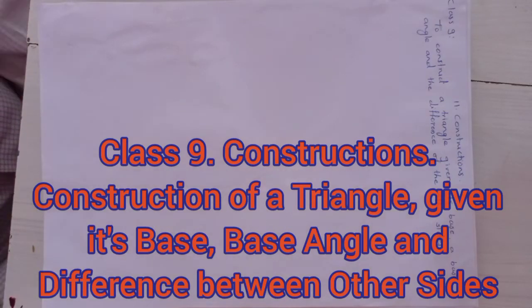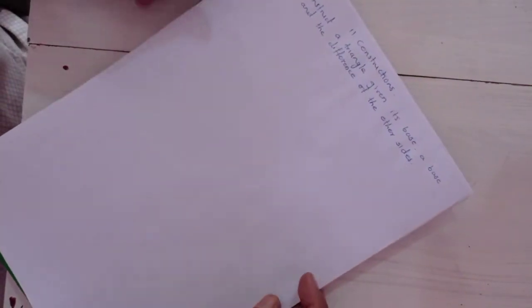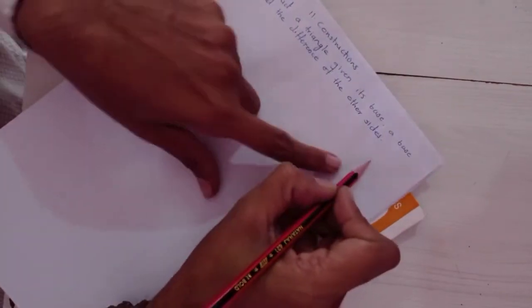Dear friends, in class 9 we are studying the 11th lesson, Constructions, and the next point is to construct a triangle given its base, a base angle and the difference of the other two sides. Let us try to understand what this means. We have to construct a triangle.